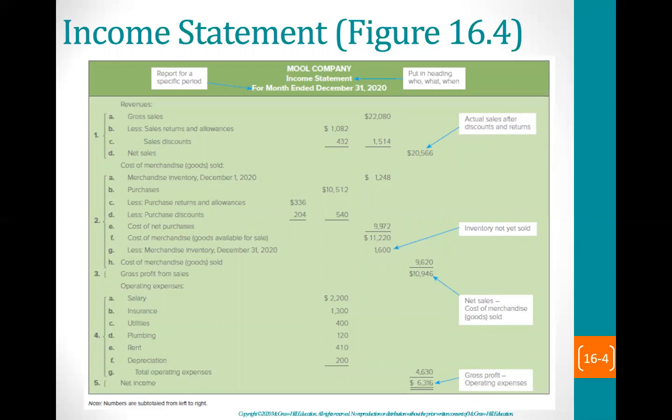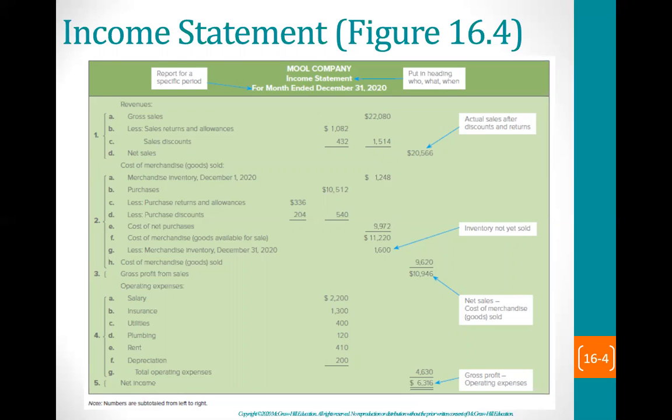In section 1, we have the revenues. A is gross sales. That's total earned sales before any returns, allowances, or discounts on the sales. That is what you actually sold. B, less sales returns and allowances. These are reductions in price or reductions in revenue due to goods being returned because of defects, errors, and such. When the buyer keeps the damaged goods, an allowance results.